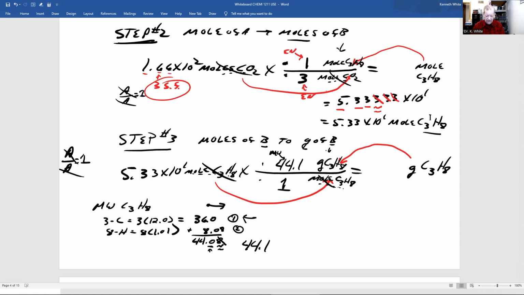Put in 5.33, blue double E, 1, oops, wrong number, 1 times 44.1. And my calculator gives me this number. And I'll let you figure out what's the proper number here using significant figures for a multiplication division. Your turn.